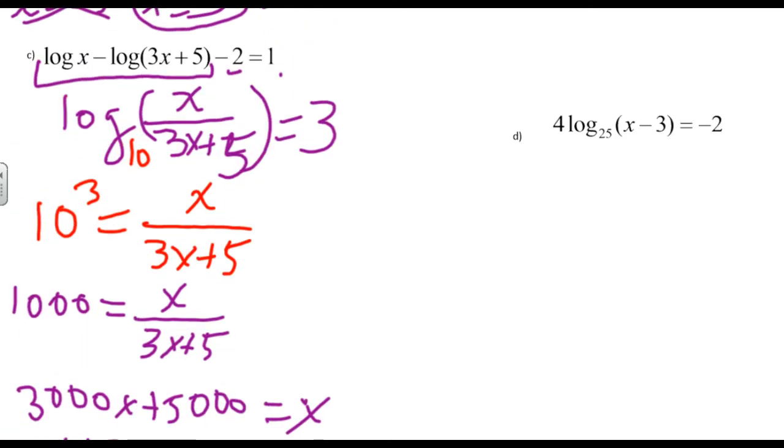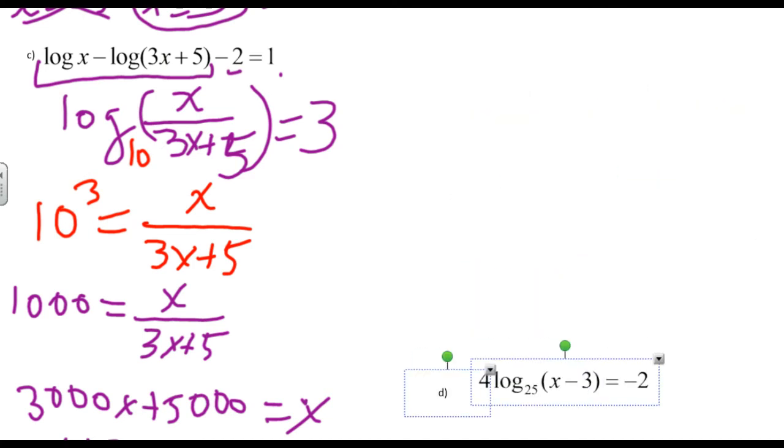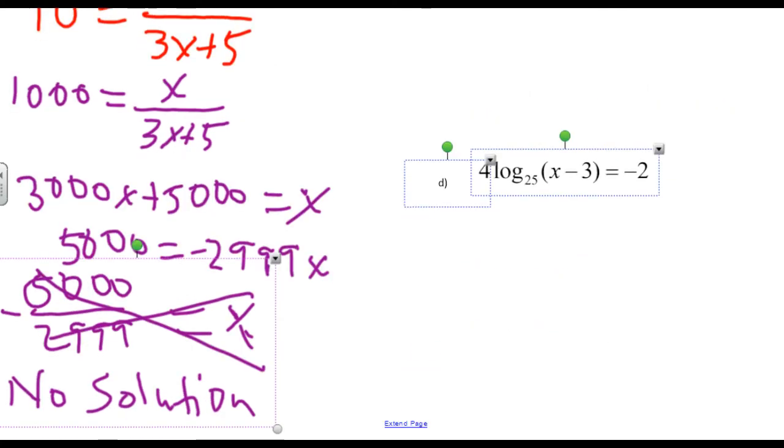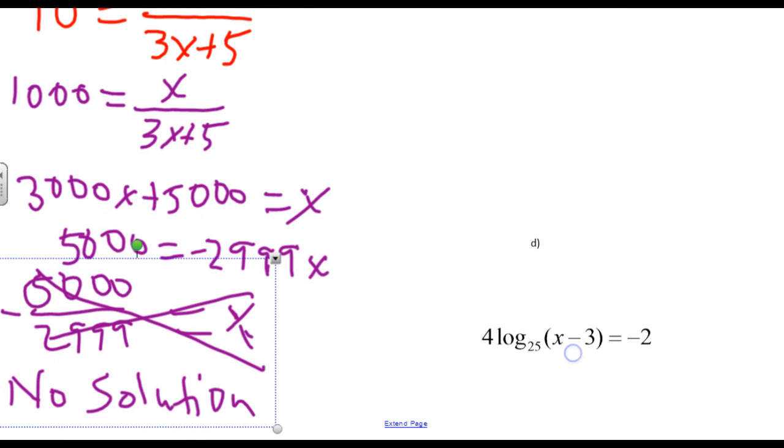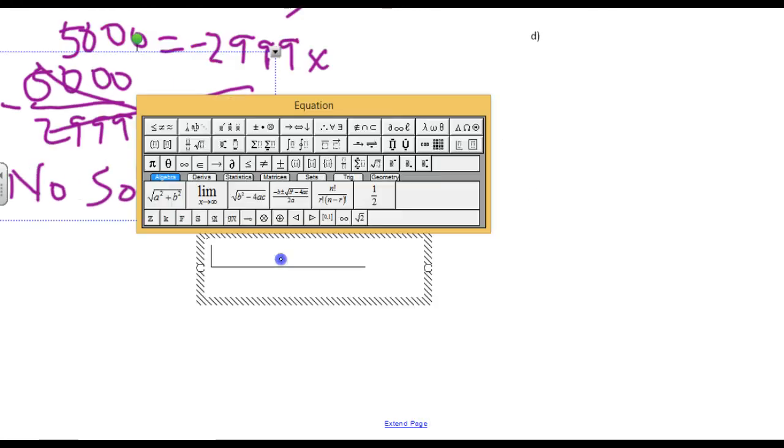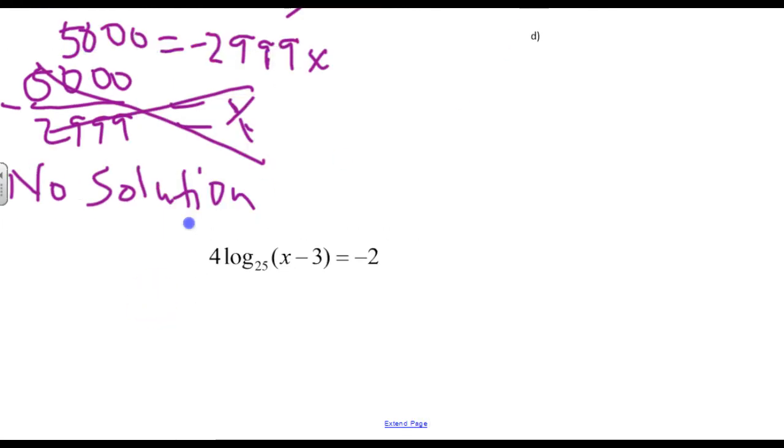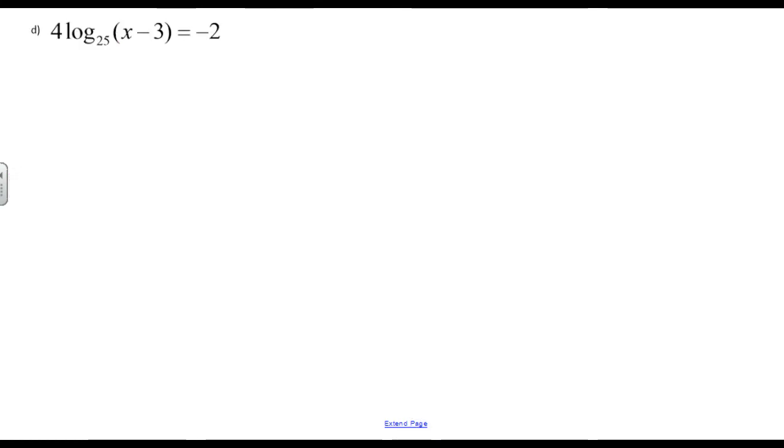Okay, last example for the day. Let's go with example D here. Let's let him down, and let's look at what's going on here. I've got another problem where I only have the single log here. Now, doing this problem, I have 4 times the log base 25 of x minus 3 equals negative 2.